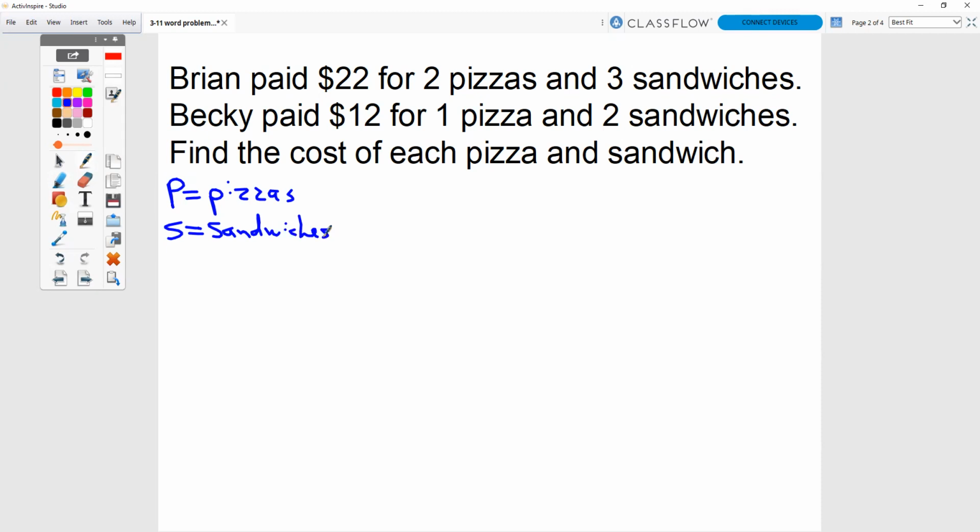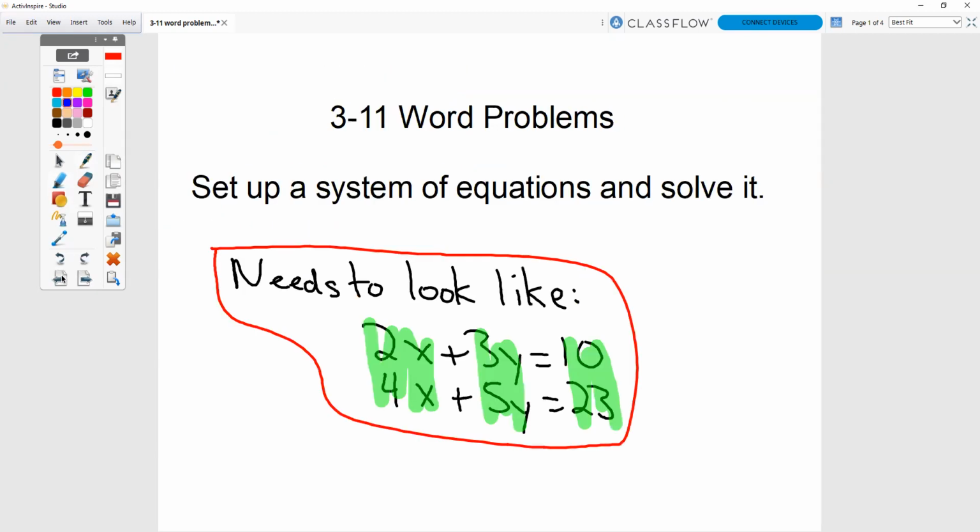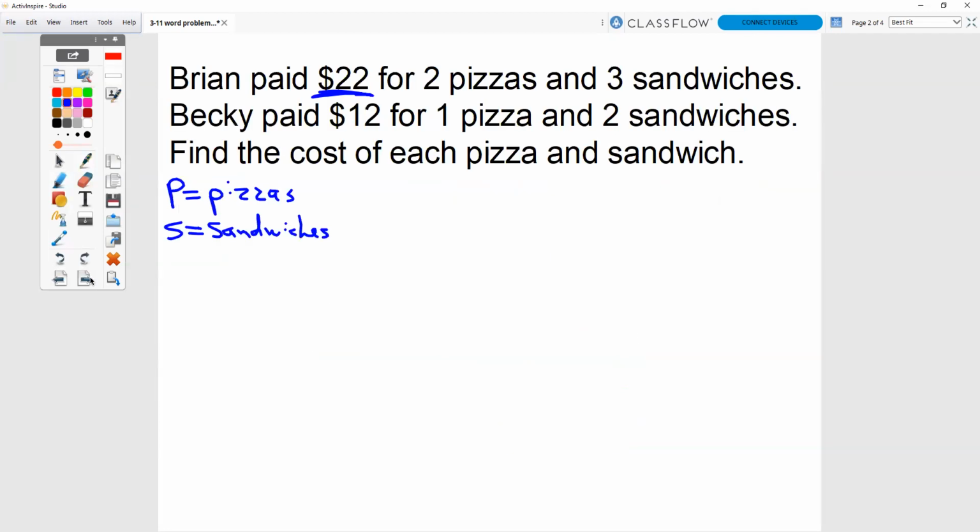It says Brian paid $22 for 2 pizzas. Now, it has this 22 at the beginning of the problem, but remember, we want that 22 at the end of the problem. So don't get tricked by that. We want 2 pizzas, so 2P, and 3 sandwiches, plus 3S equals $22 total. Becky paid $12 for 1 pizza, so 1P, and 2 sandwiches, 2S, and that equals $12.